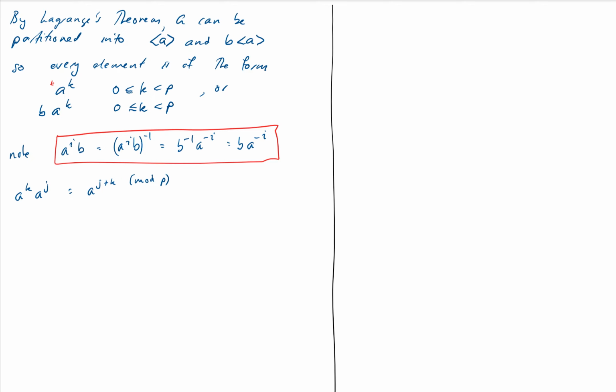What if we take an element of the first form, A to the J, times an element of the second form, B times A to the K? Well, this is where it's helpful to be able to move the B across. Using the construction we just developed, that equals B A to the minus J A to the K equals B A to the K minus J. Again, that is mod P. So that gives us an element of the second type, which is no surprise. If I compose together a rotation and a reflection, I get a reflection.